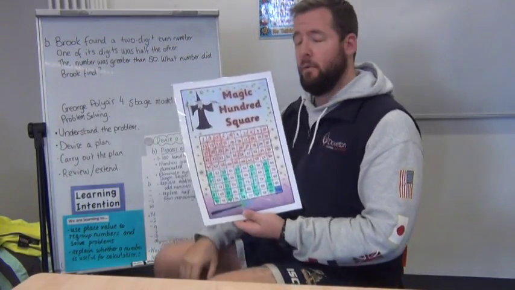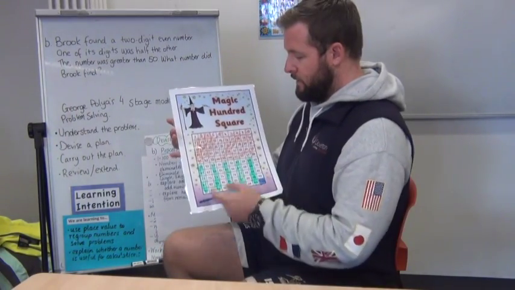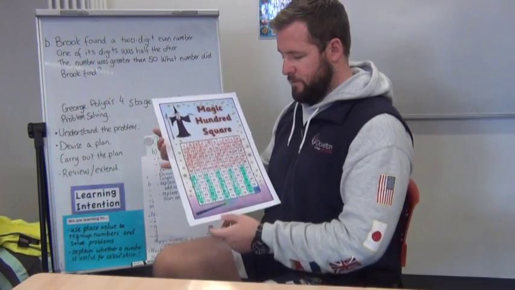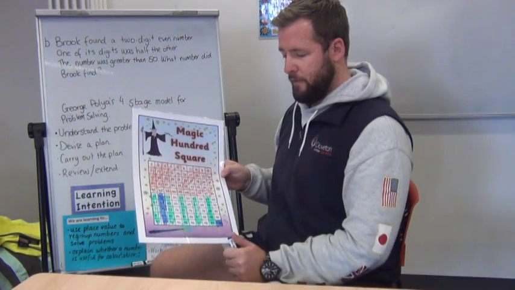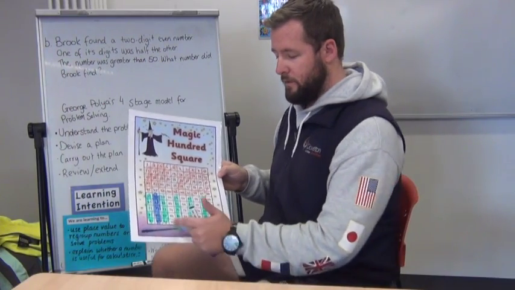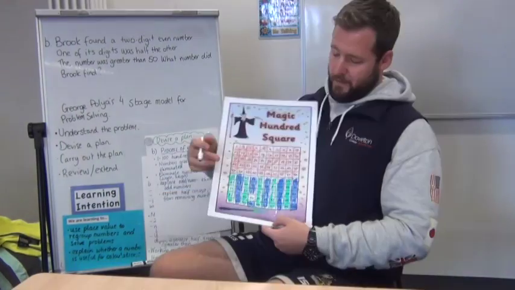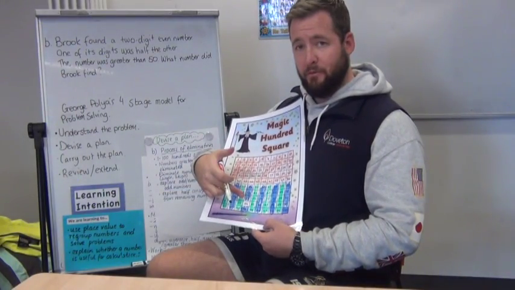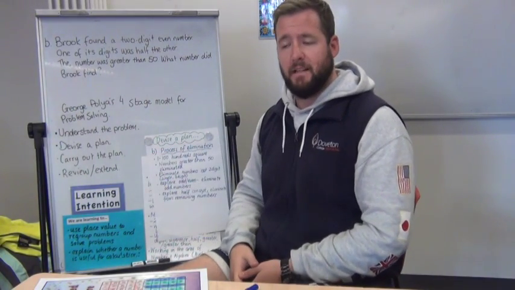Now the last part of our question says that one of its digits was half the other. Is 2 half of 5? No, it's not. Is 4 half of 7? No. Is 4 half of 8? Yes. And is 4 half of 9? No. So we have one possibility from that column. Our only number is 84. We've carried out the plan. Now it's time to review and extend.